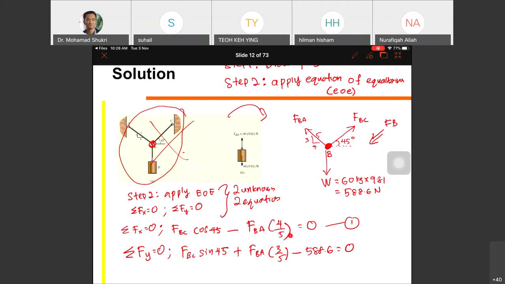Or should I just show the equation, sir? No, it must have, to the right is positive. This one is positive. To the left is negative. Okay? When we do FBA 4 over 5, this one is FBA cos of FBA 5. Oh, right? Okay. Alright, thank you, sir.